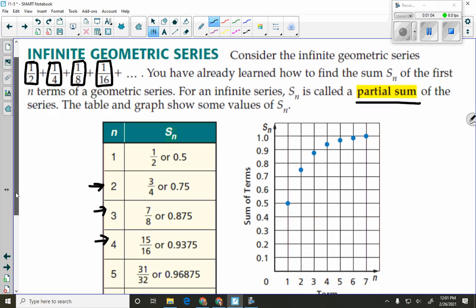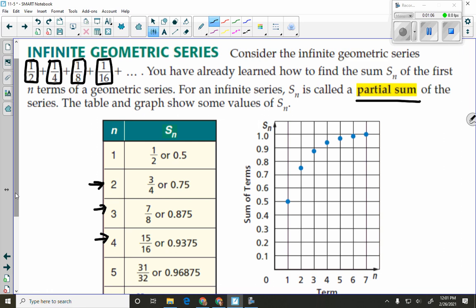And so when I graph this, the distance traveled, or the sum, every partial sum is going to become less and less. And can you see that eventually it's never quite going to reach a certain value? But if you take it to infinity, we say it does.